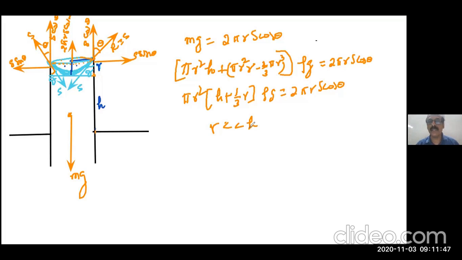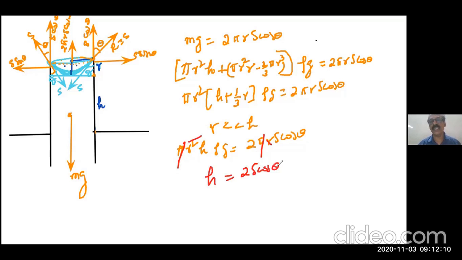R is very, very smaller than h. So h is neglected, R is neglected. Okay, so we can write here pi r squared h rho g is equal to 2 pi r s cos theta. We need h. So now we can cancel. Pi cancels, r squared and r cancel. Then h is equal to 2s cos theta divided by r rho g.